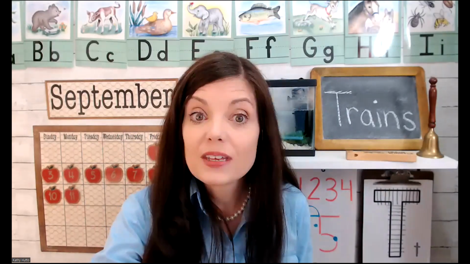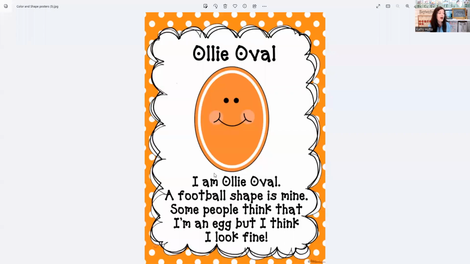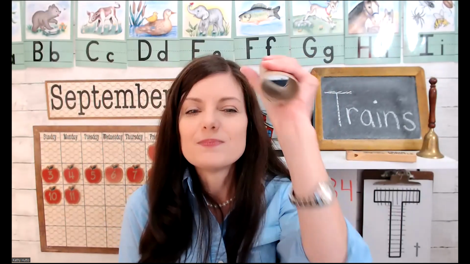Our shape for this week is going to be the oval. And look, it's orange. I am Ollie Oval. A football shape is mine. Some people think that I'm an egg, but I think I look just fine. So an oval is like a circle, but squished.